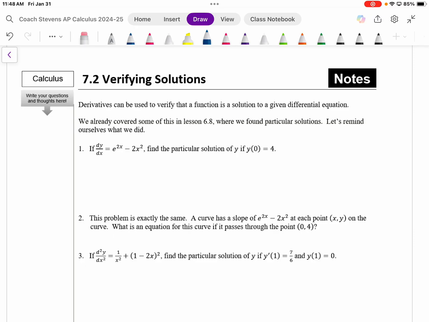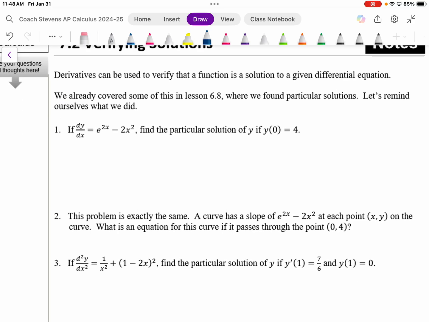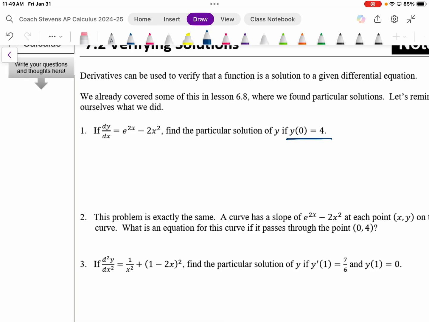They tell us our differential equation, dy/dx is equal to e to the 2x minus 2x squared. We want the particular solution, and then this y of 0 is 4. That's going to help me find what the C is. Instead of having a plus C at the end, now I have a y-intercept that's going to be there on my equation. Again, it depends on how much notation you want to write. I'm going to write carefully.